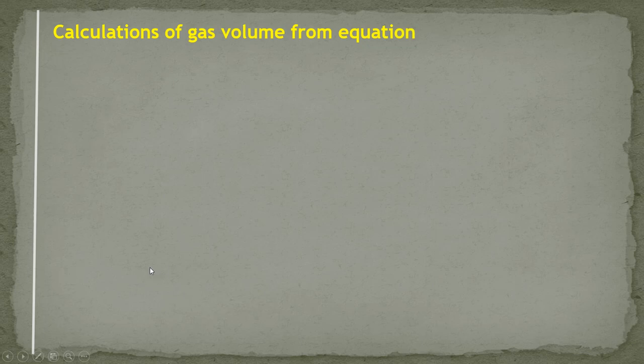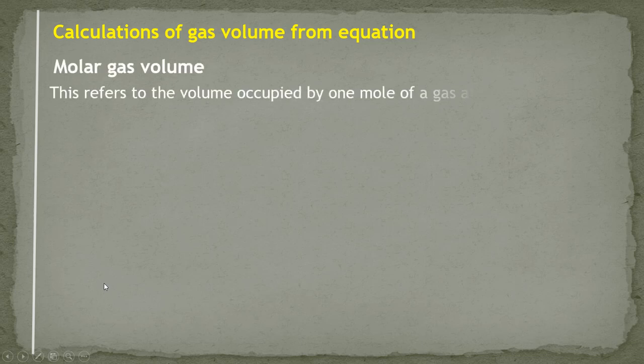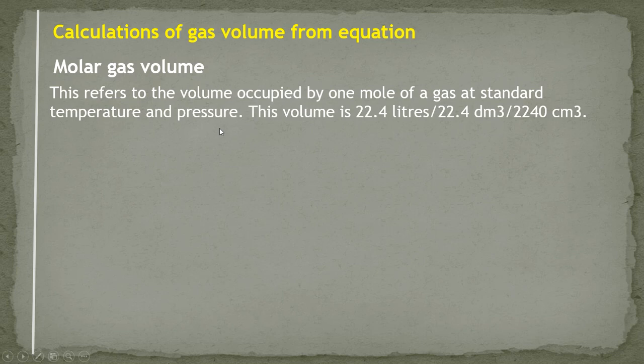Having understood standard temperature and standard pressure, now we come to calculations of gas volumes from equations. However, this can only be done if we have written the correct equation. Let's look at what we call the molar gas volume. What is molar gas volume? This refers to the volume occupied by 1 mole of a gas at standard temperature and pressure. This should be our emphasis: 1 mole. So the molar gas volume will contain 1 mole of that gas.